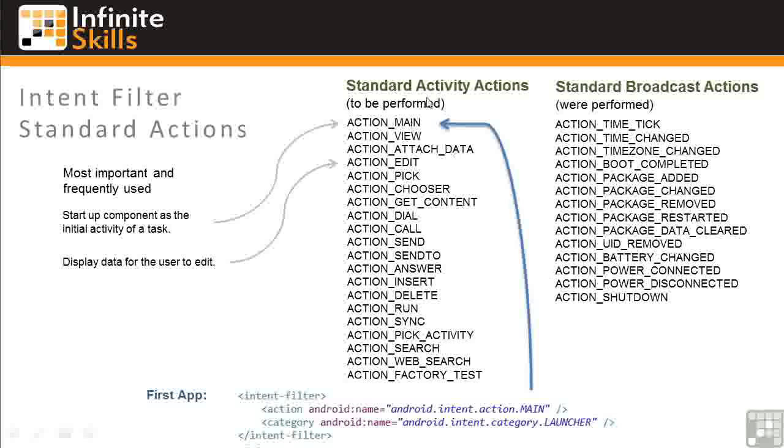There are a large number of standard action types, a group for activities that are to be performed, and a group for broadcasts for actions that were performed. In other words, the standard activity actions are used by activities that want to start another different activity of the specified type. The broadcast actions are used to broadcast the fact that an action of the type specified has taken place. Other activities might start up in reaction to the broadcast, or they might not, depending on the configuration on the user device.